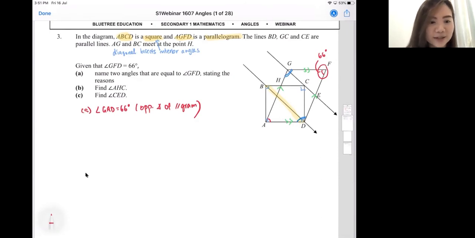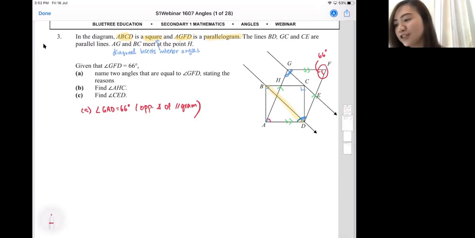Is Asha still there? Okay, how about Benjamin? Benjamin, what do you think? What's this other angle that is also equal to 66? DAG. Benjamin says DAG. I just mentioned it. GAD and DAG are the same thing. I've just mentioned already. Any other angles also equal to 66?